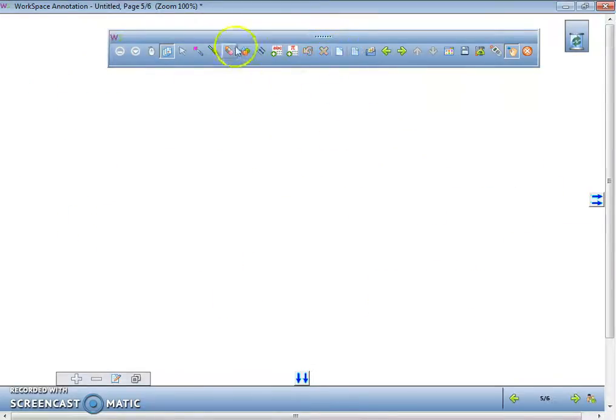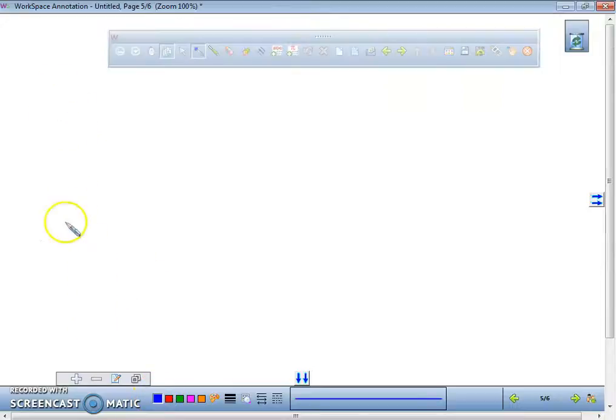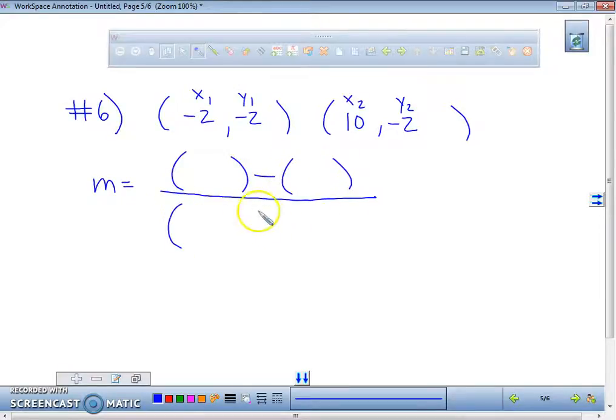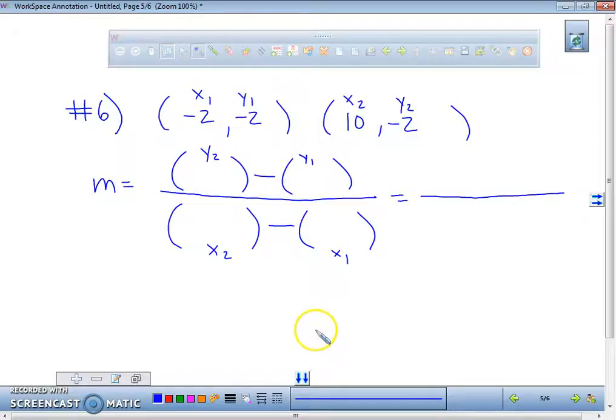Okay? Now, number 6. Put number 6 in your journal, please. All right, here's number 6. Once again, I want you to label this x1, y1, x2, y2. Your slope is going to equal, make sure you put open parentheses when you do this. Label this y2, y1, x2, x1. Always make sure you put parentheses with the big old fat minus sign in between them.